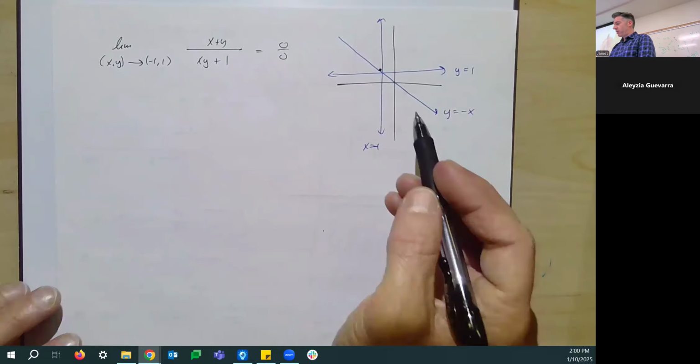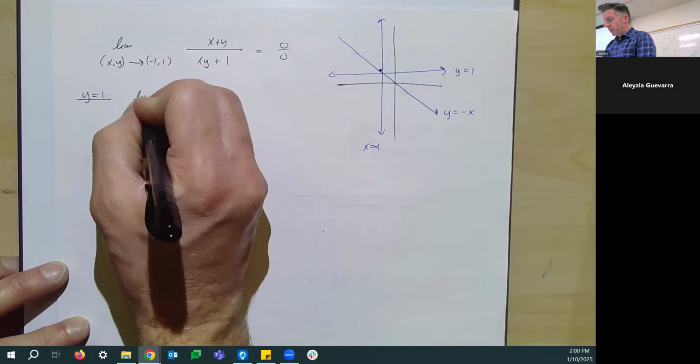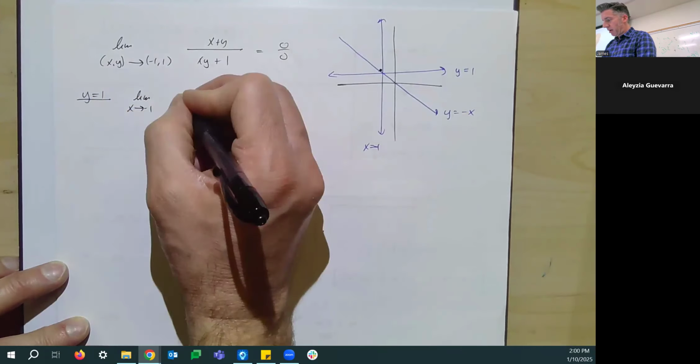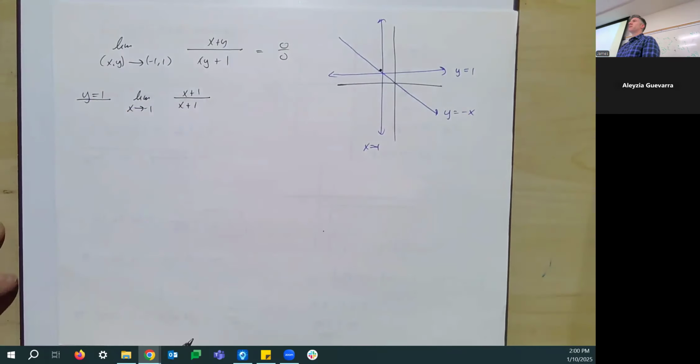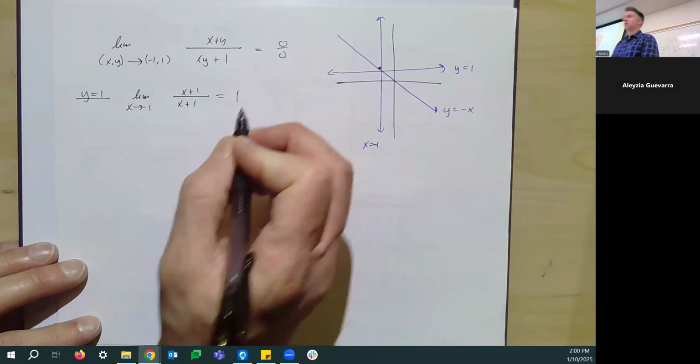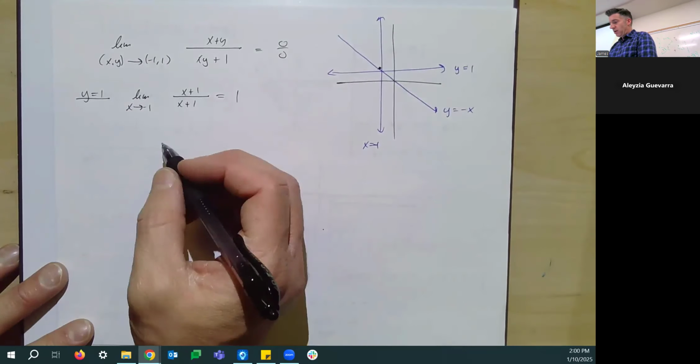If we try the first two, we try y equal to 1. We're going to get the limit as x approaches -1 of x plus 1 over x plus 1. That's nice. What's that going to be? Everybody should be able to tell me what that's going to be. What's x plus 1 divided by x plus 1? We can cancel those. It's just 1, so the limit of 1 is 1.